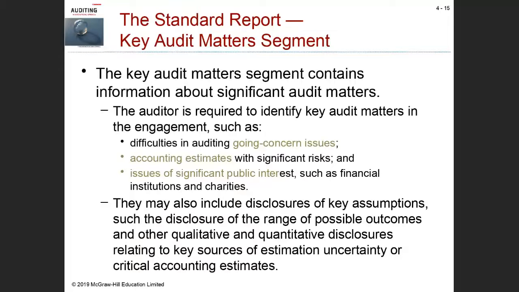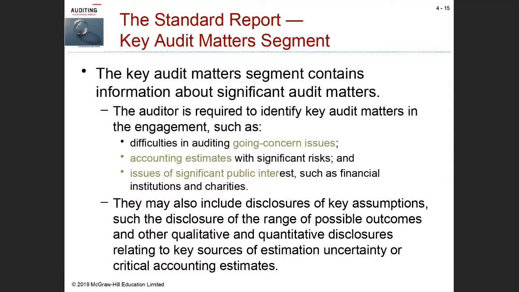The key matters paragraph, right? We already saw in CIBC's case, talked about the allowance for credit losses, talked about the impairment issues, talked about the valuation of derivatives. So it says the auditor is required to identify key audit matters such as what? Difficulties in auditing the going concern. So if you had information that might lead you to believe the company might not be a going concern, any issues you had there.